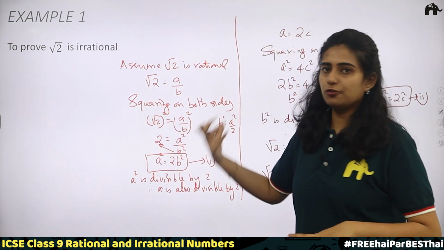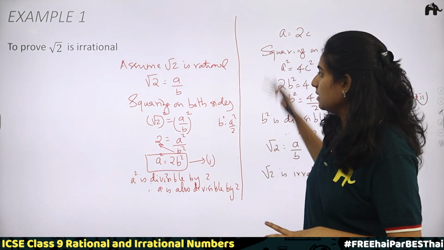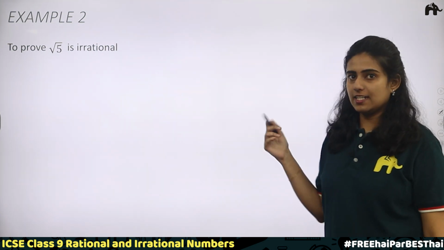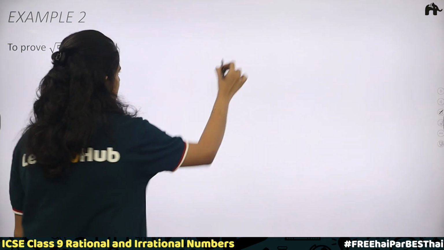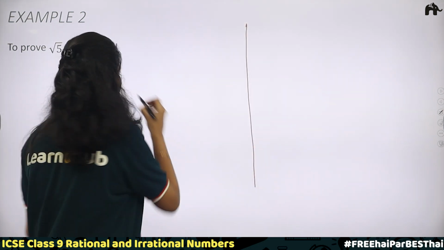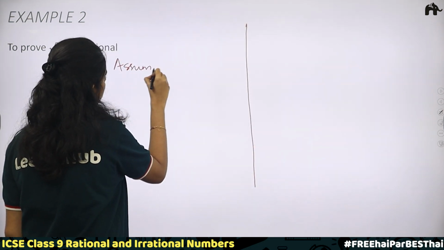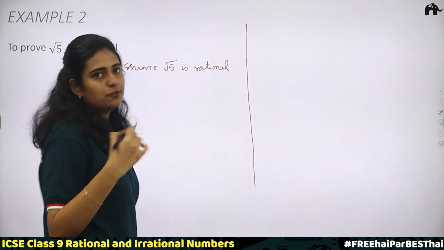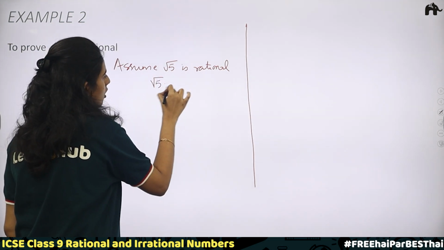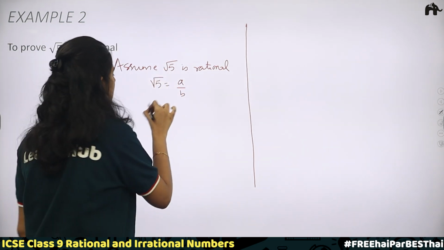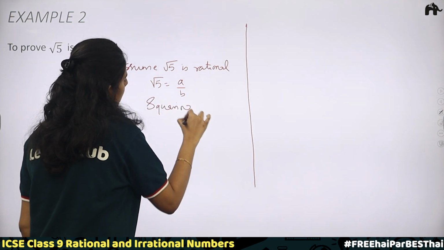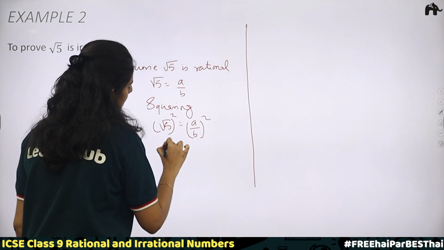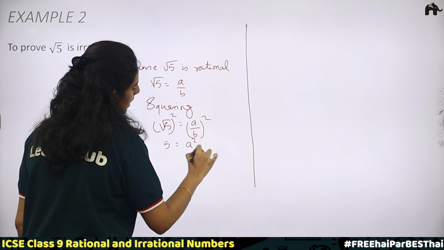If it is root 3, root 5, root 7, any of these, you are going to use the same steps. You're just going to change the number. Let's take the second example to prove root 5 is irrational. How to show root 5 is irrational? First step, you have to make the assumption. Assume root 5 is rational. So root 5 can be written in the form a by b. Next step, squaring. On squaring, we get root 5 square is equal to a by b whole square. Root 5 square is 5, equal to a square by b square.